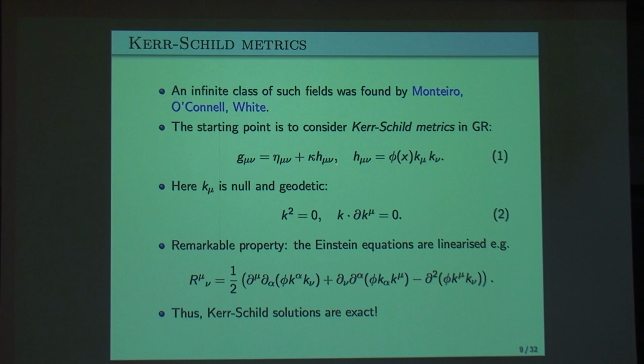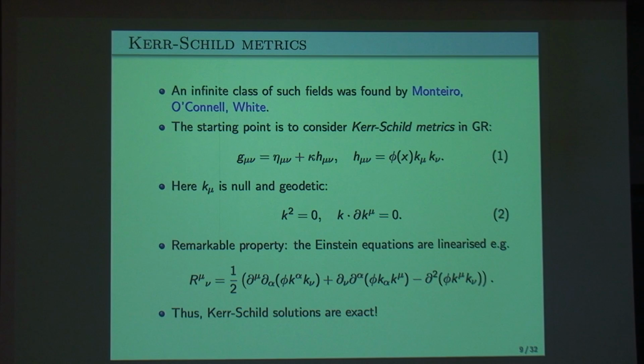First of all, I'll define the graviton as usual as the deviation from Minkowski space. You can also define Kerr-Schild metrics around some non-Minkowski background, but I won't talk about that in this talk. And these Kerr-Schild metrics have the very special property that the graviton field can be written as some scalar function times an outer product of some vector k with itself. And that can't be any old vector, that has to be a null vector, and it also has to be geodetic, which is this condition here.